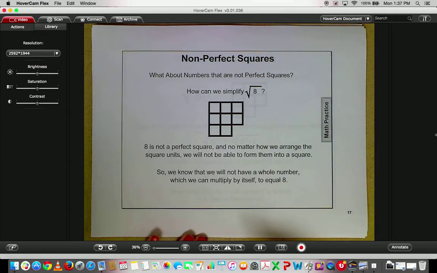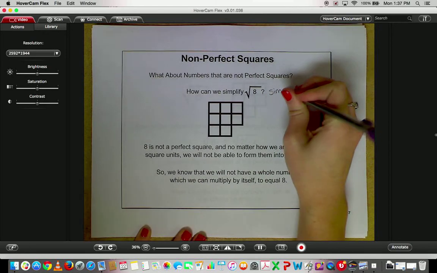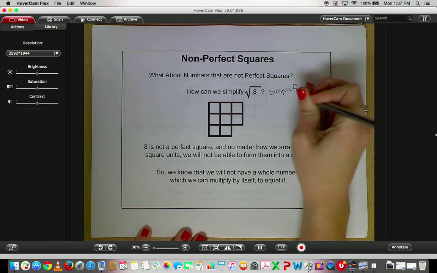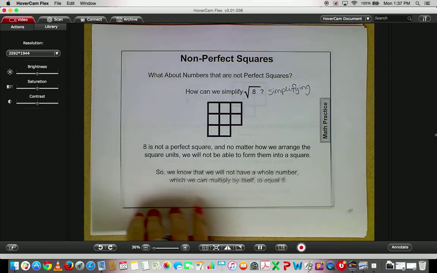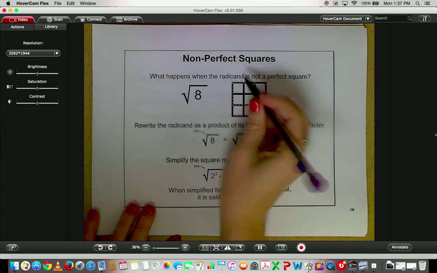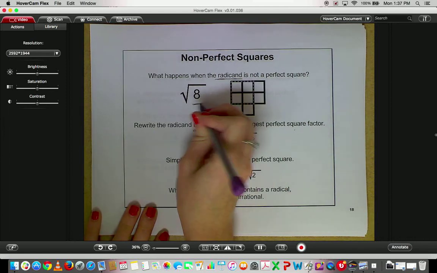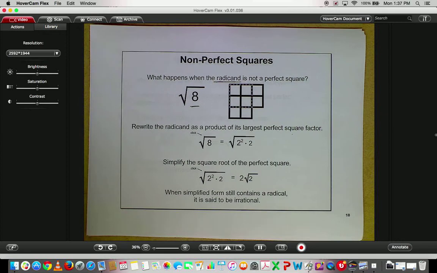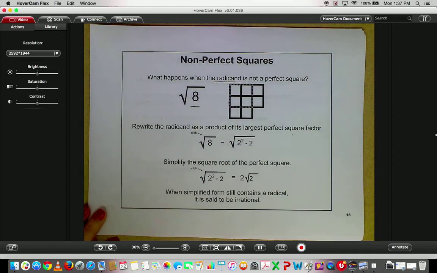Okay, so we're going to talk about how we can simplify. That's the word. We're not finding a specific answer, we're just simplifying. So let's talk about what happens when a radicand is not a perfect square. Now this word right here we haven't talked about, but a radicand is just the number in the radical. Okay, so we can pull out a perfect square of 4, which is a 2 by 2, which is what they've done here.